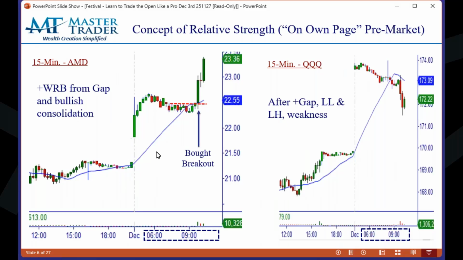Same pre-market time frame. This gapped up from what we call an end of day base. So that is strength. Gapped up, kept going. Controlled pullback. As the cues were selling off into the market open, AMD's breaking out.